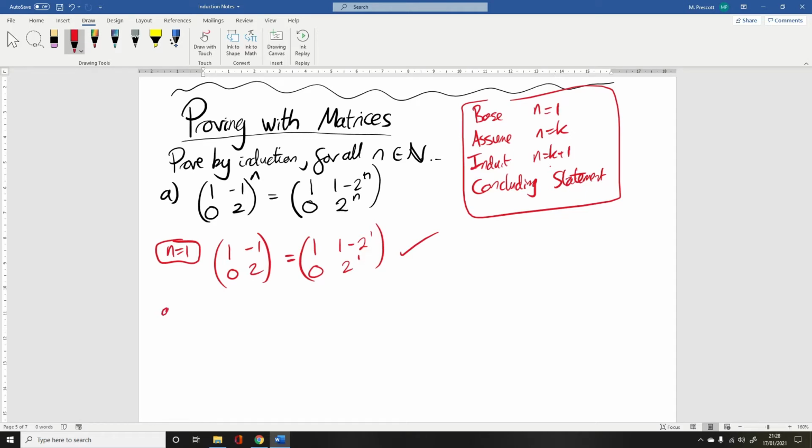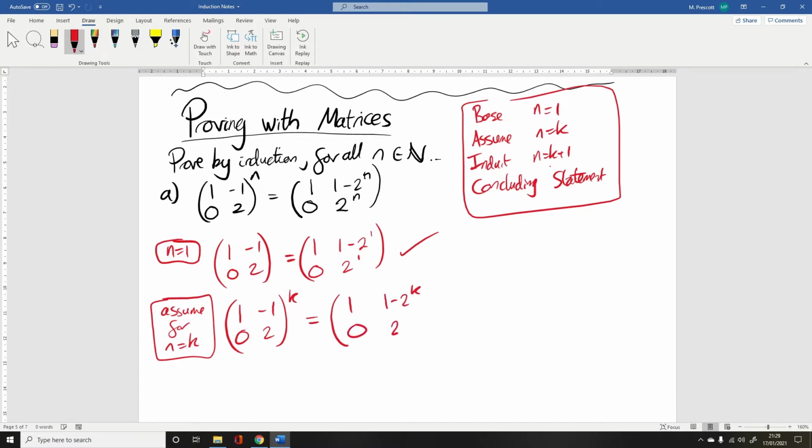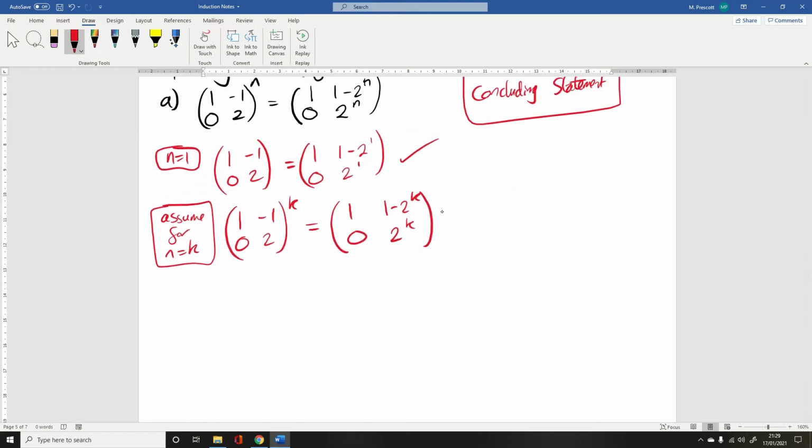Okay, cool. So we want to assume it's true for n equals k. That would mean if we had 1 minus 1, 0, 2 to the k, that would be equal to 1, 1 minus 2 to the k, 0, 2 to the k. Cool. And then we need to show it's true for n equals k plus 1. How can we do that?